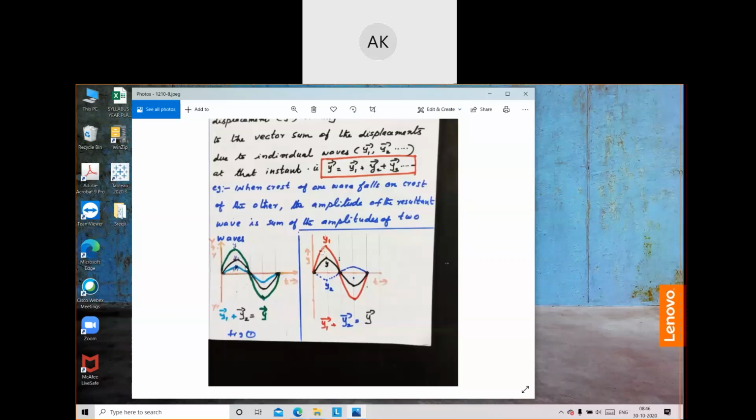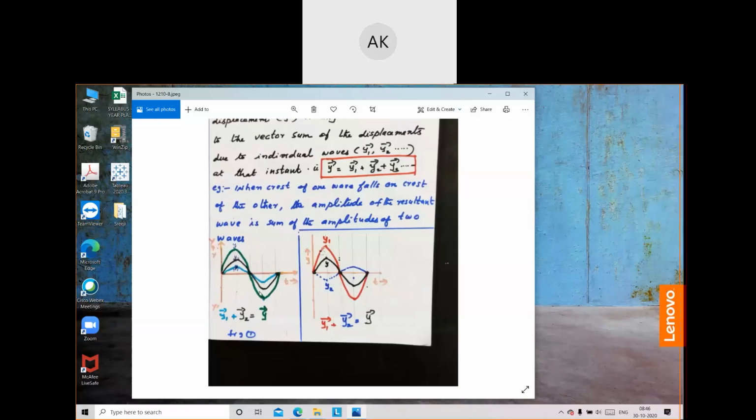Two waves are drawn, y1 and y2, and their troughs are taking place at the same time. Troughs, T-R-O-U-G-H. Troughs are taking place at the same time, and constructive superposition takes place in the resultant wave. The resultant displacement is the sum of the displacements of the individual waves. Here both troughs are taking place at the same time, so the resultant displacement is in the downward direction, the vector sum of the displacements of the individual waves.